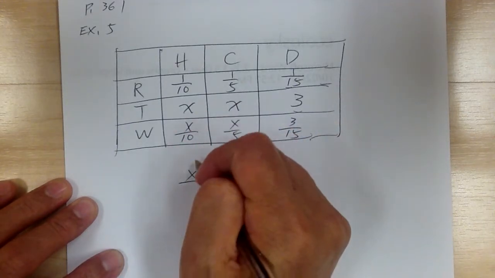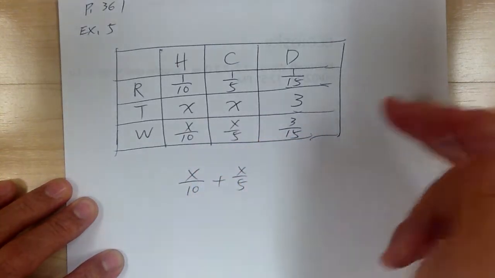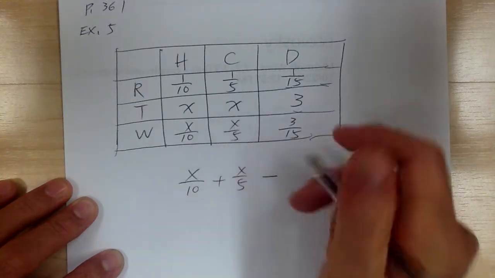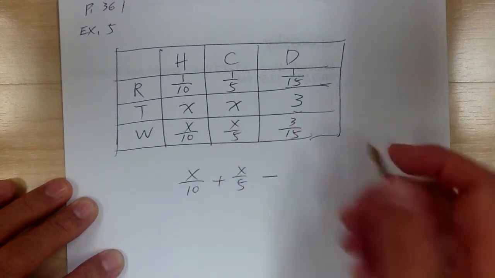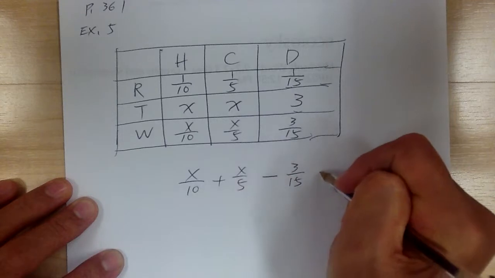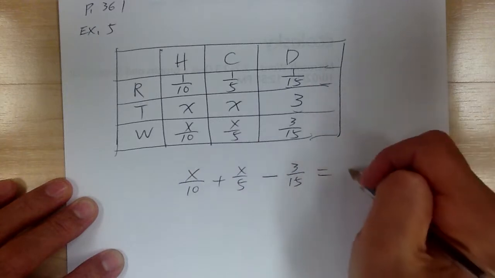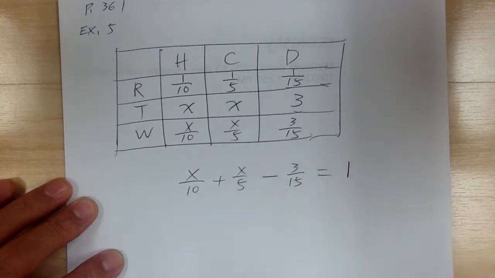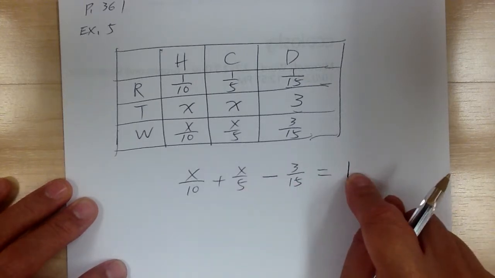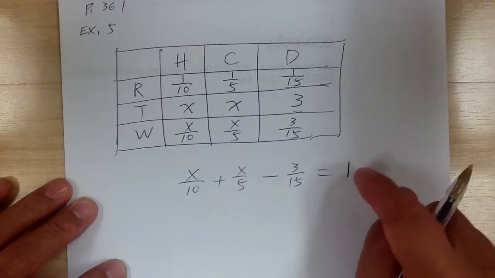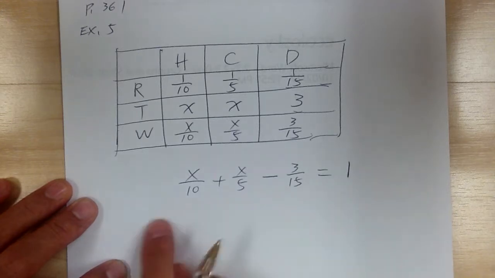Now the hot water, cold water, and drain are all working together. So you have the amount of work done by the hot water faucet plus the cold water faucet, but the drain is going to drain the water, so you have to subtract. This one you fill in, so it's plus. The drain is going to make the water less, so you minus. All of this working together is going to fill up 1 tub, so it's equal to 1, because there's 1 tub to fill. If you were going to fill half of the tub, it would be 1/2. If you wanted to fill 1/3 of the tub, it would be 1/3. But you're going to fill the entire tub, so it's 1. So now you have this equation.